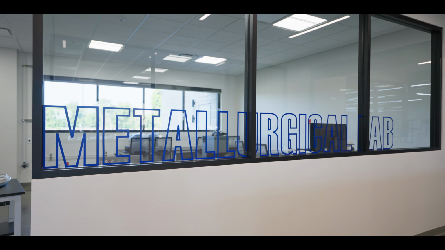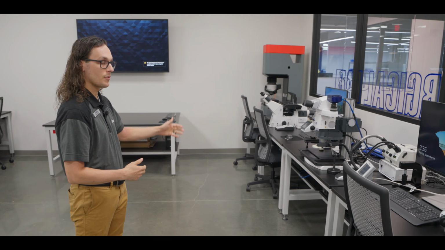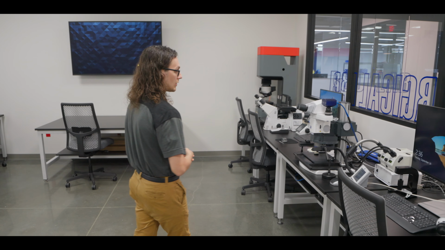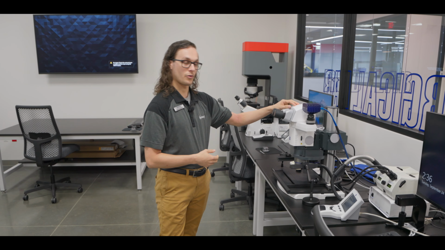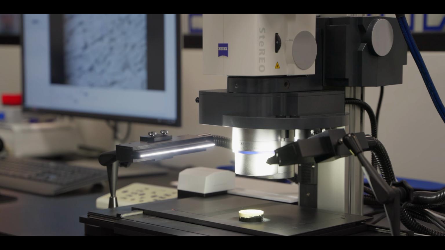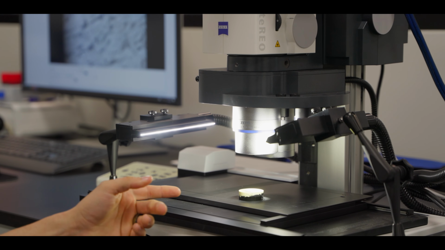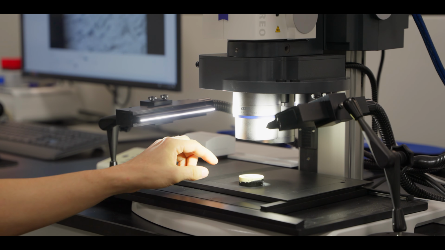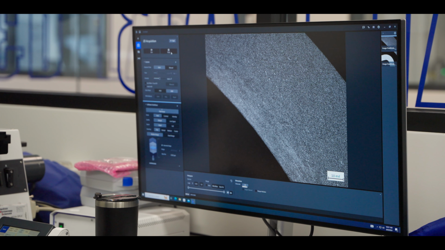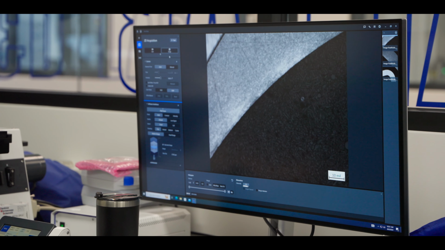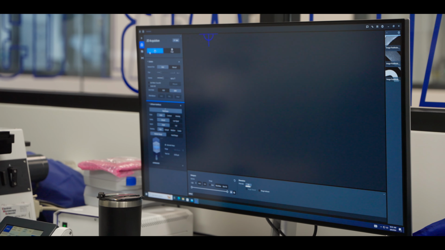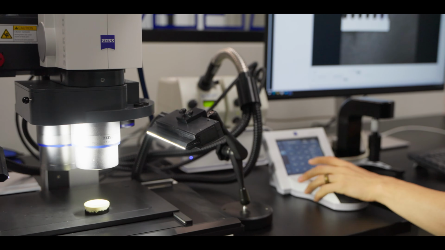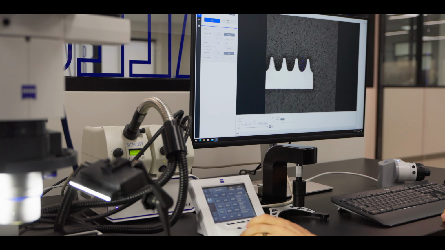So this is the metallurgical lab. We have a series of microscopes and stereoscopes that allow us to more closely look at the microstructure and microstructural properties of the steel. This stereoscope is the only one in North America with as many additional attachments and objective lenses as it does. This allows us to view from a wider, more fish-eyed lens perspective all the way down to a couple hundred times magnification in the stereoscope.